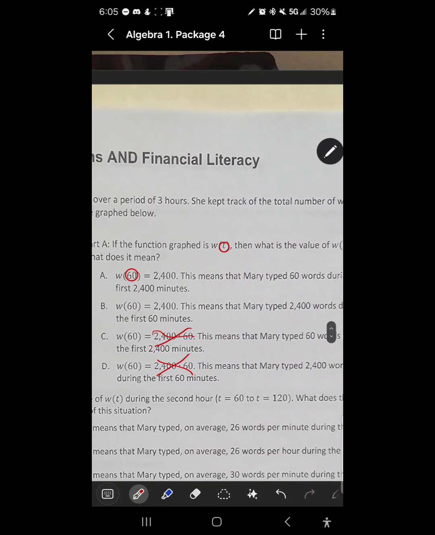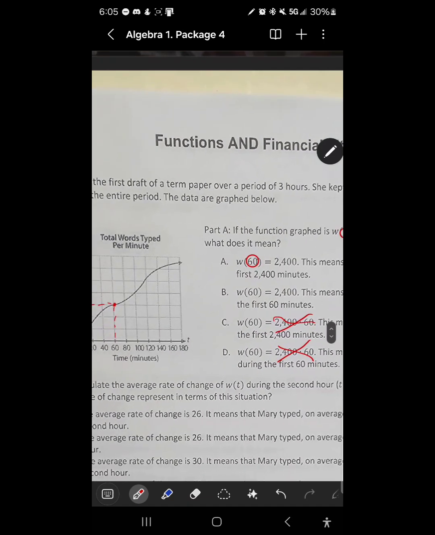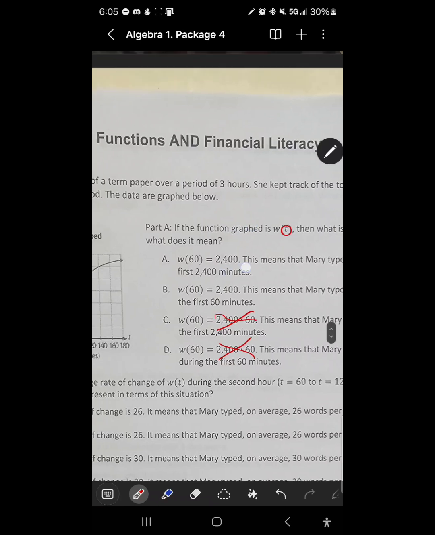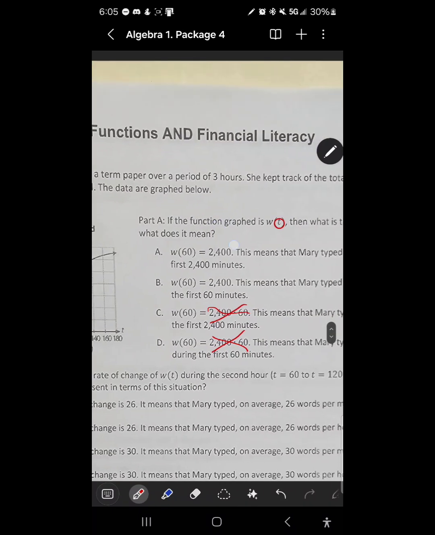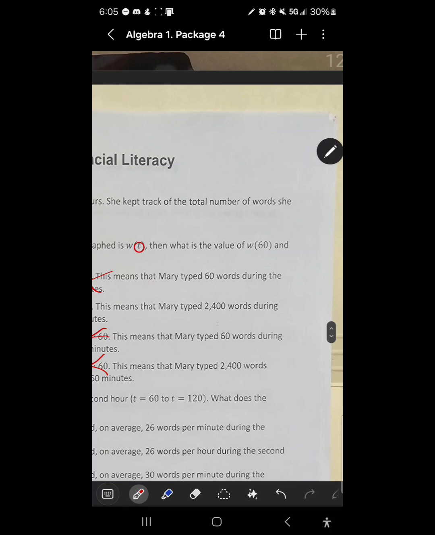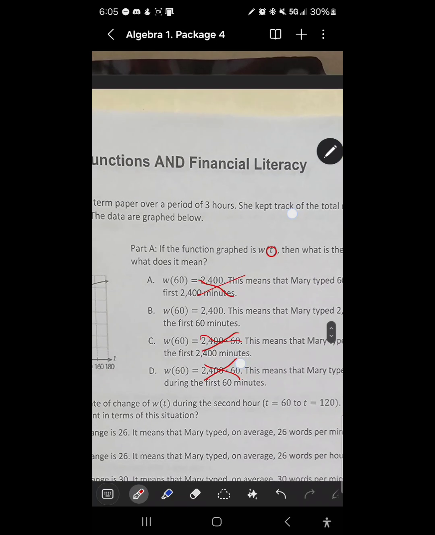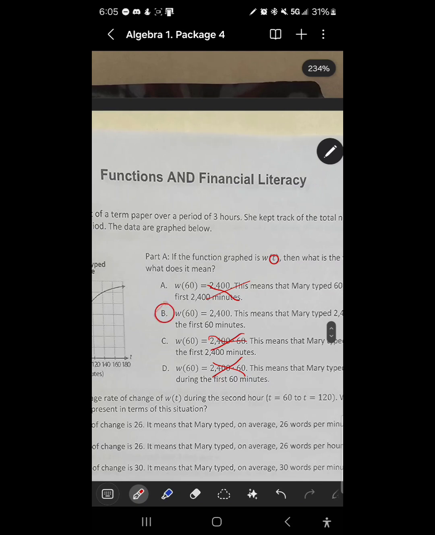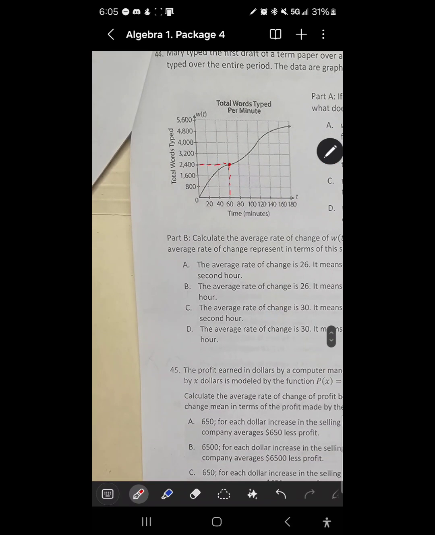Now, this means that Mary typed 60 words during the first 2400 minutes. No, it doesn't make sense. It's 2400 words in the first 60 minutes. That's what happened here, so this just doesn't make sense. And then they say this means that Mary typed 2400 words in the first 60 minutes. Yeah, that's exactly what it is. And now this just didn't make sense because we are connected here.